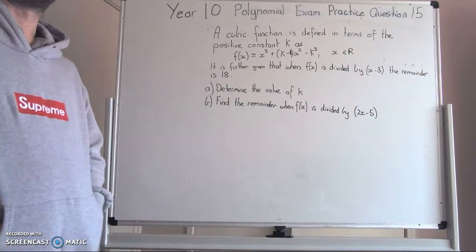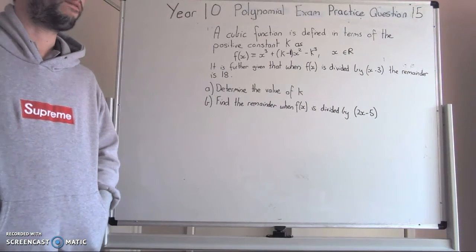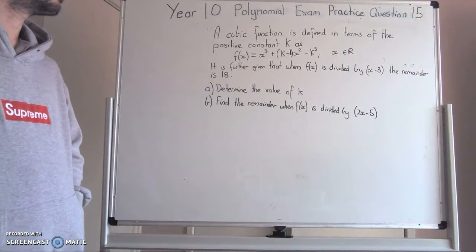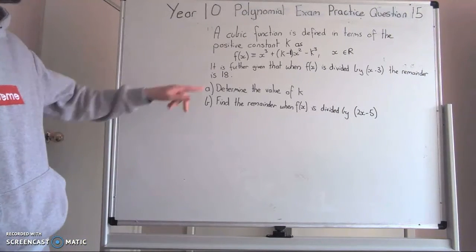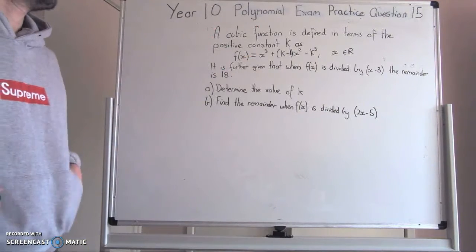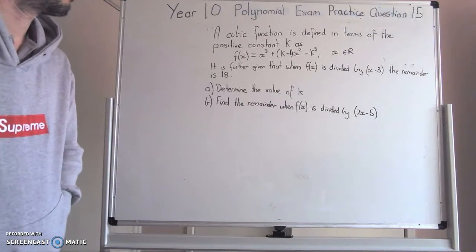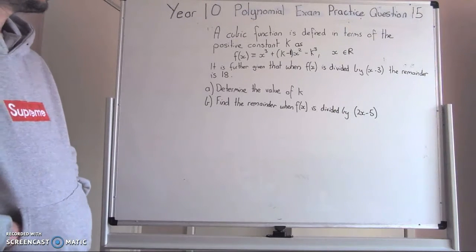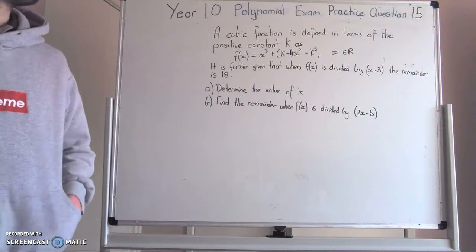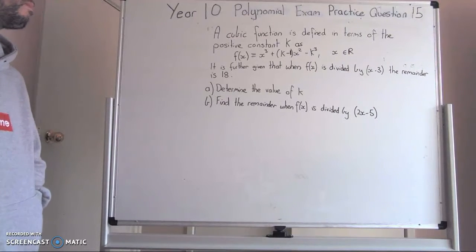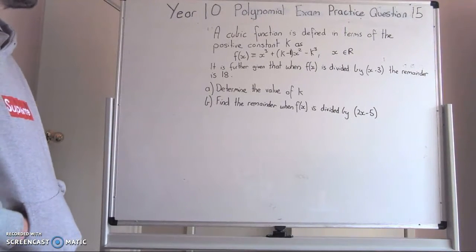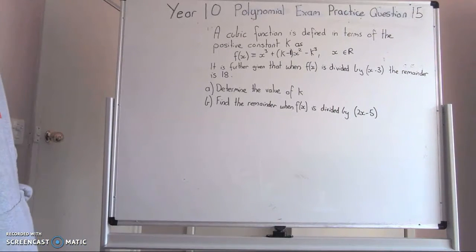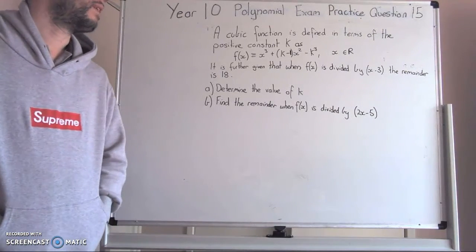Year 10 Polynomial Exam Practice Question 15. A cubic function is defined in terms of the positive constant k as f of x equals x to the power of 3 plus (k minus 1) times x squared minus k to the power of 3, where x is all real numbers. It is further given that when f of x is divided by x minus 3, the remainder is 18. Determine the value of k.